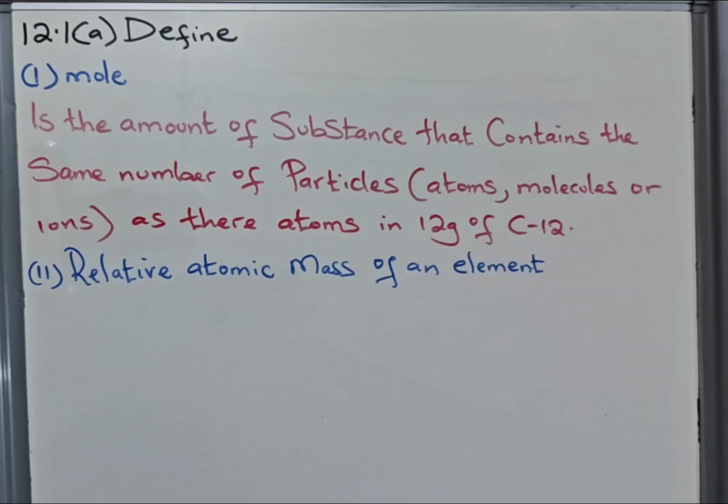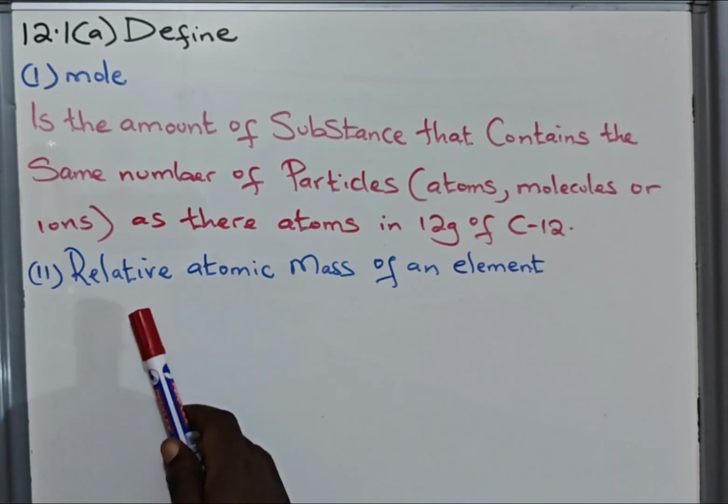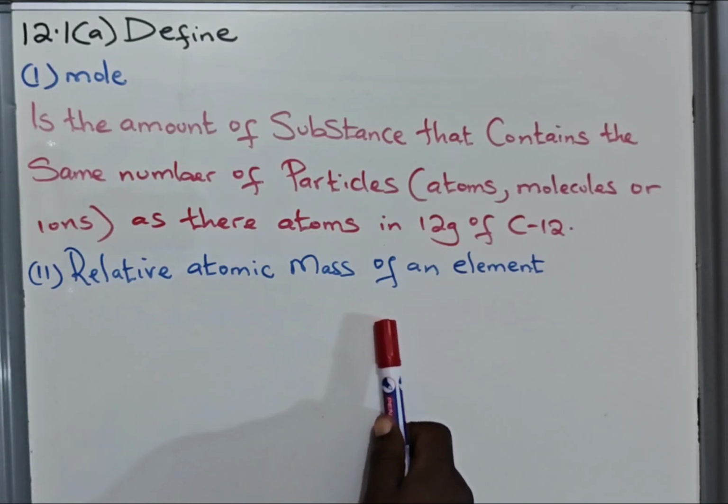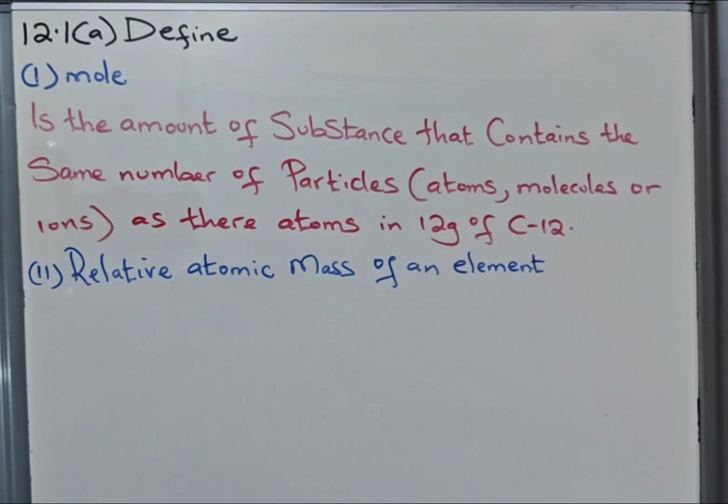Then we come to this question. It says, define relative atomic mass of an element. And what is it? Relative atomic mass of an element is the average mass of all naturally occurring isotopes of an element.